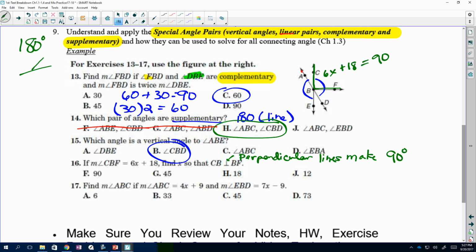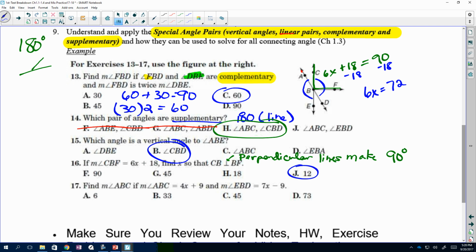All right, to solve this, we're basically just going to subtract our 18 on both sides, minus the 18. And then they're asking us to solve for x, so we divide by 6, and we should get J, 12.